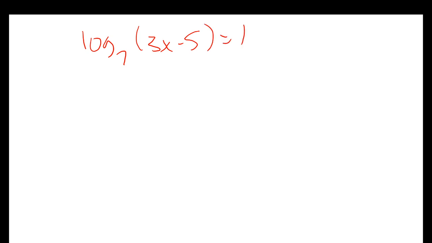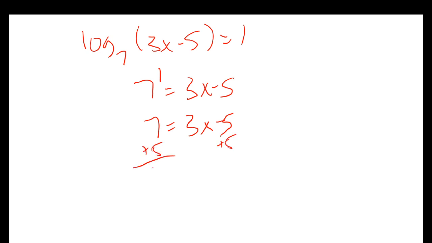All right. That's 7 to the first equals 3x minus 5. 7 is equal to 3x minus 5. We're going to add 5, add 5. 12 is equal to 3x. We're going to divide by 3, divide by 3. We're going to get x is equal to 4. So that one hopefully isn't too bad.